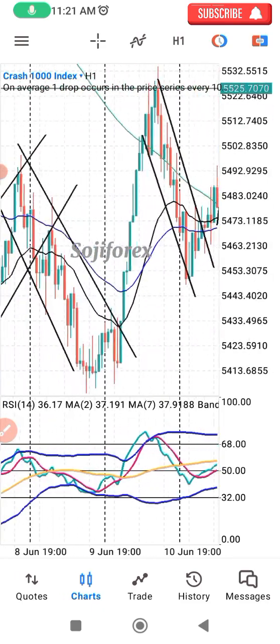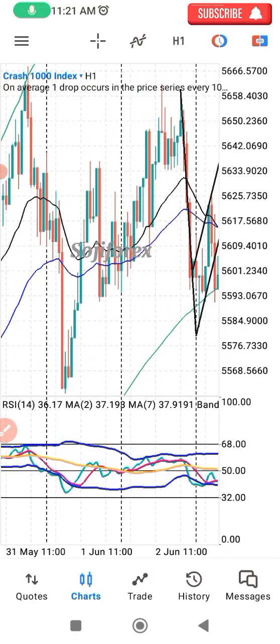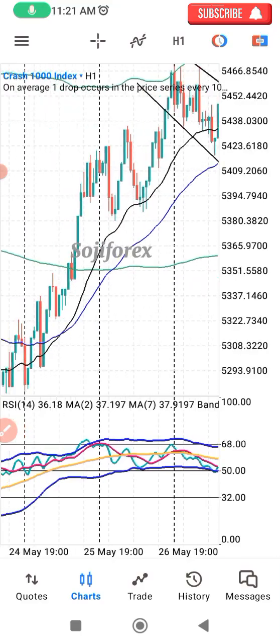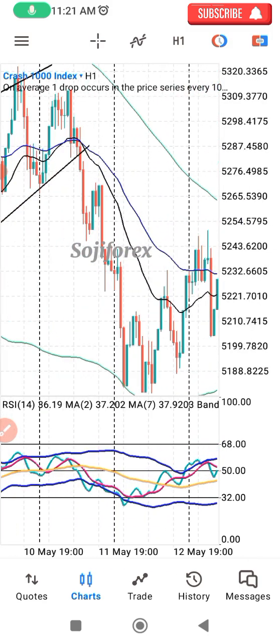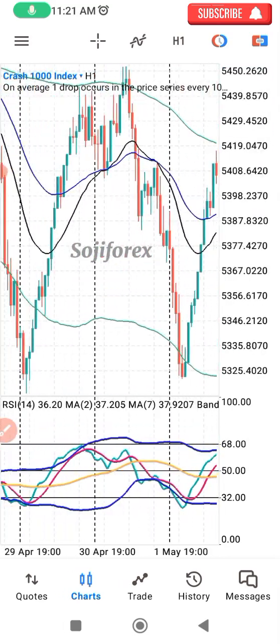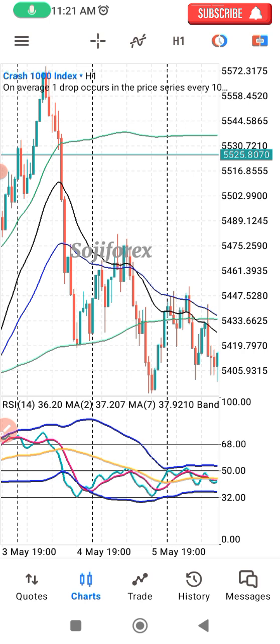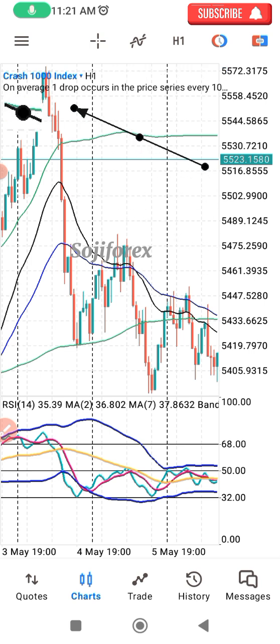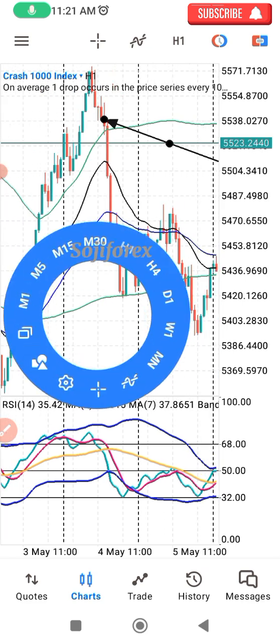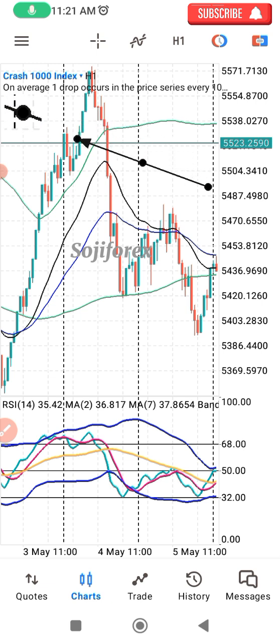Let's take a journey together. This is Crash 1000. Let's look at this together. All right, let's begin from this point. From this point you can see price coming down. This is the H1 time frame. Normally when price is returning from our upper Bollinger Band, we already know that from here we are looking forward to a reversal.